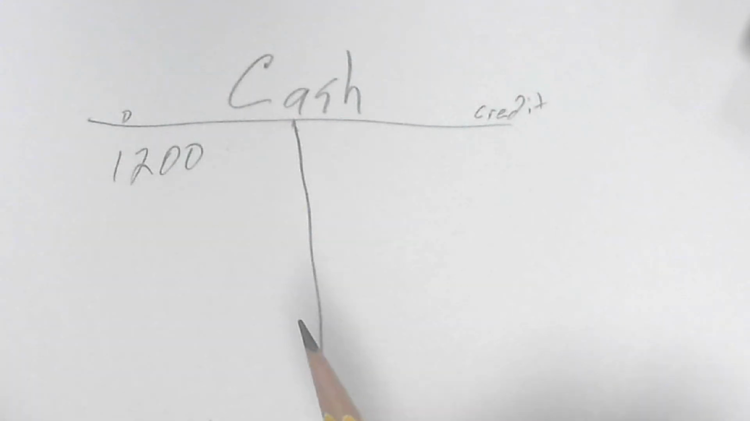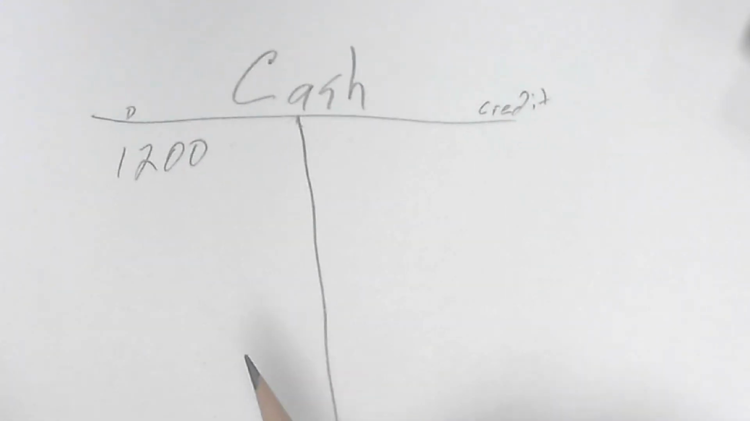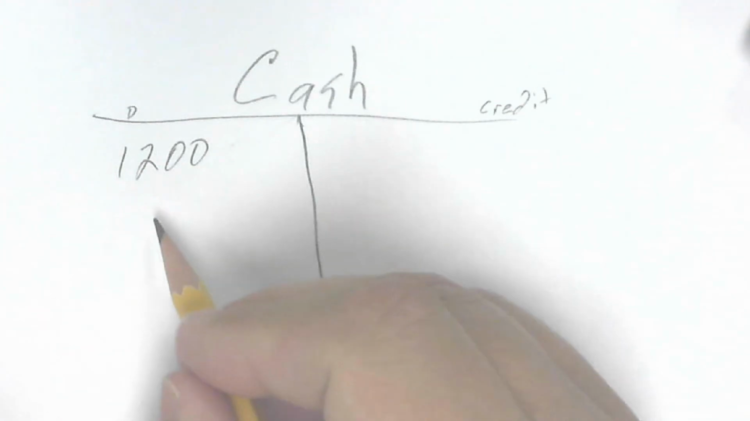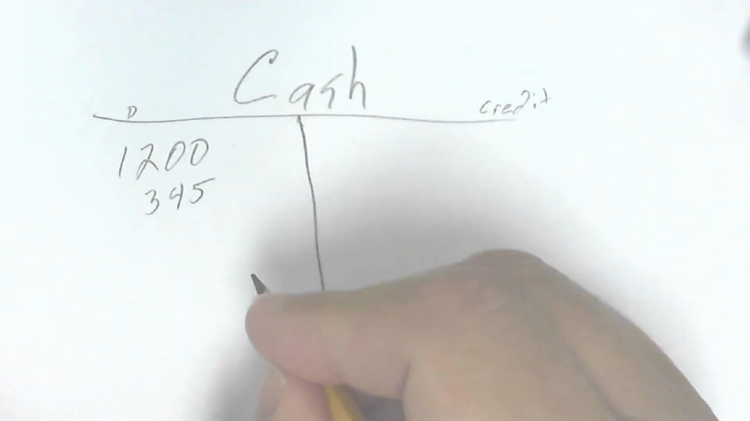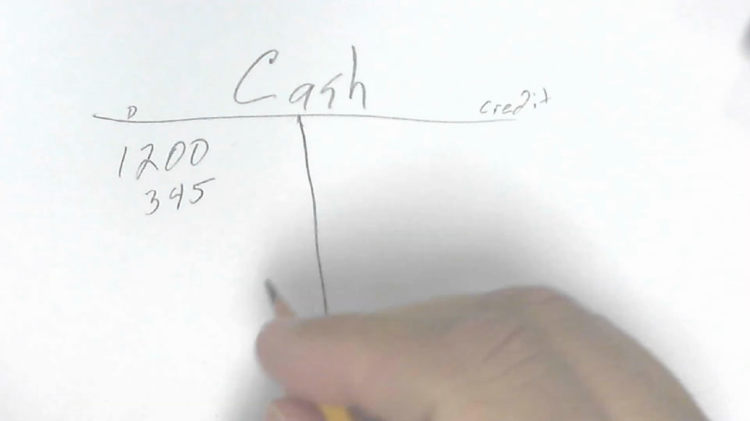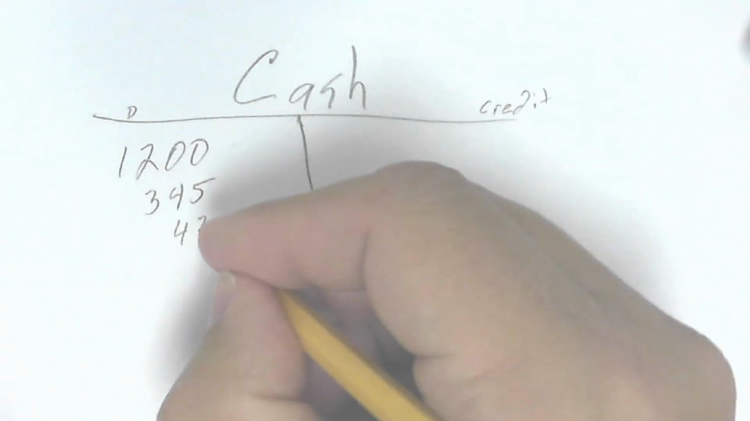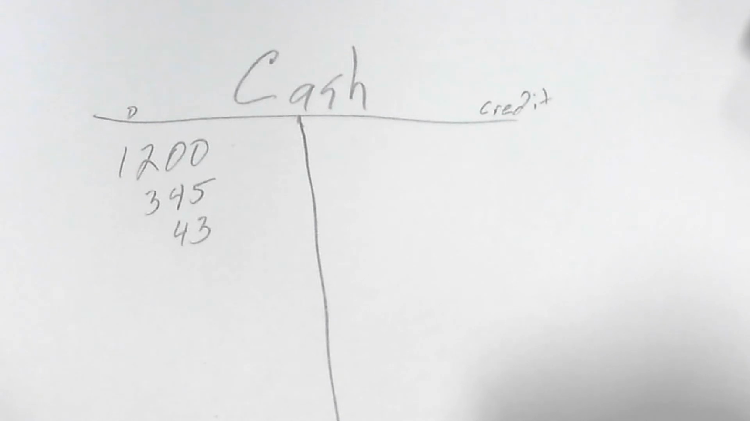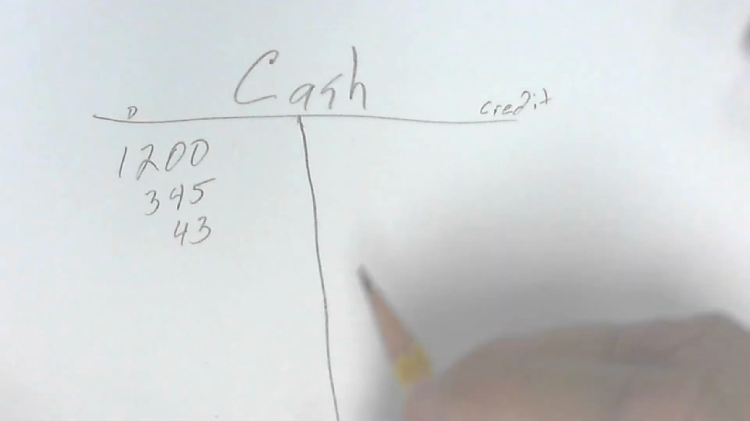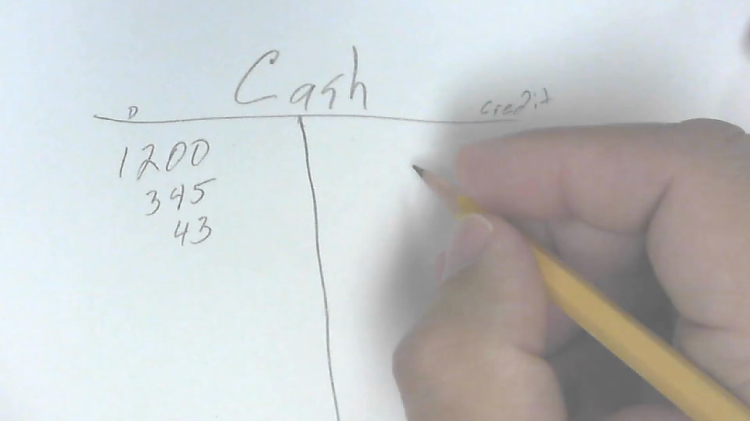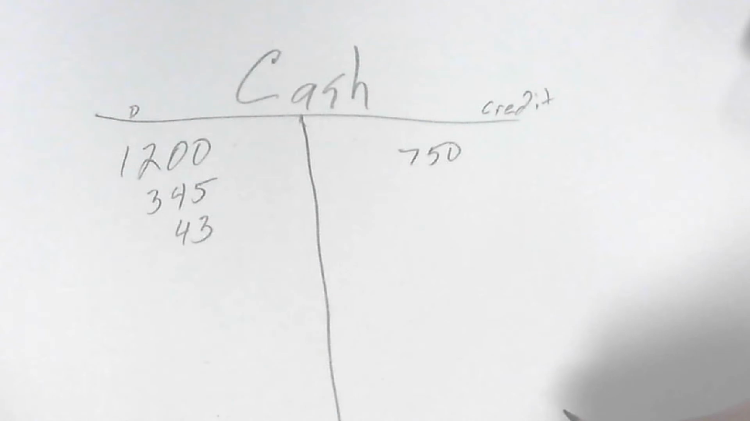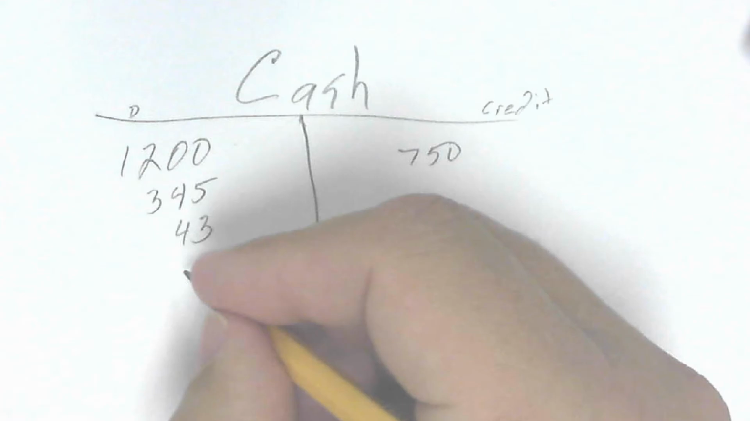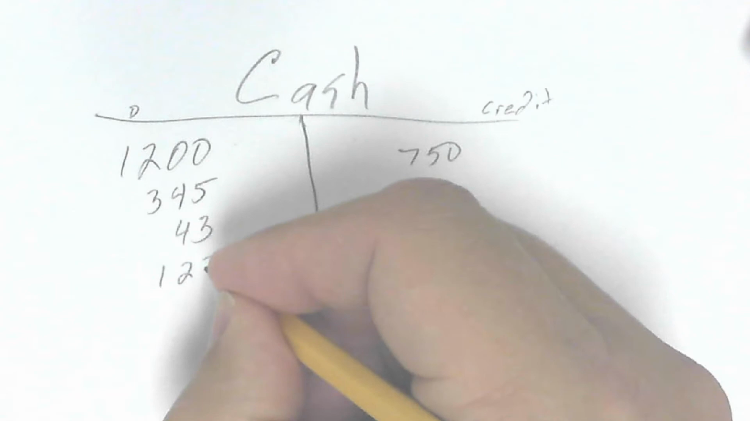So in the problem, now we've got some transactions and some entries. So we have a debit of $345, and we've got another debit of $43. So we have a credit of $750. And then we have another debit of $123.